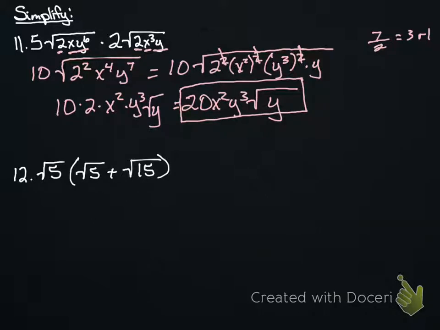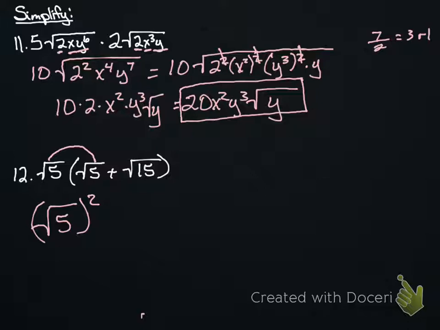Okie doke, the next one. Okay, don't freak out over this one. We're going to do distribution. It's painless. So I'm going to first distribute and say the square root of 5 times the square root of 5. That gives me the square root of 5 squared.